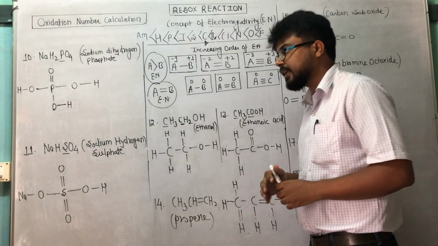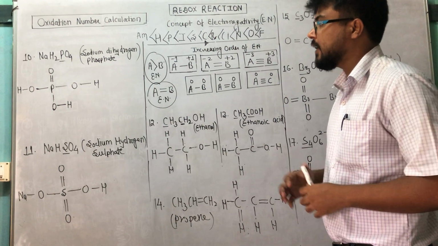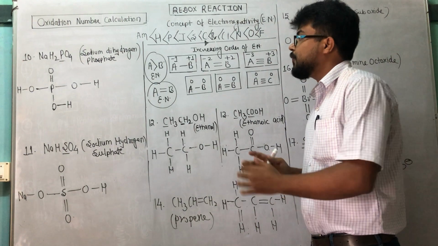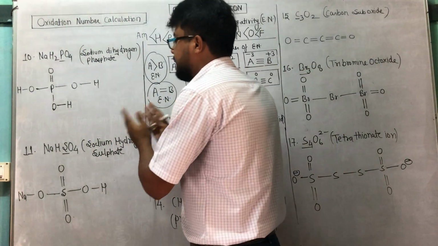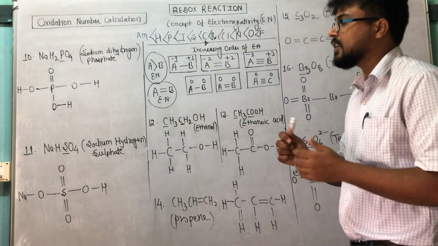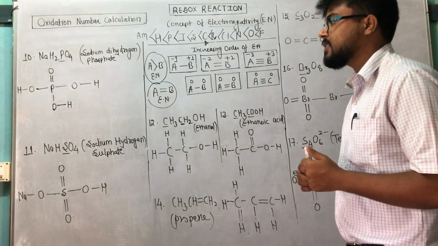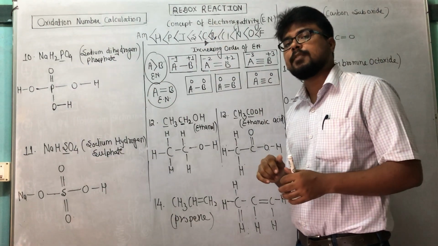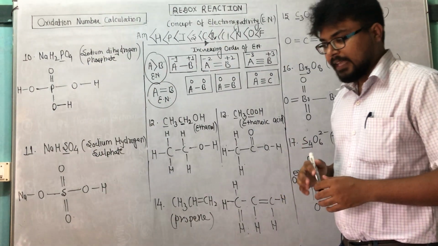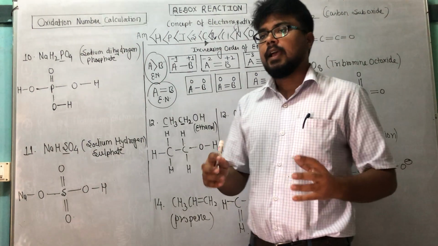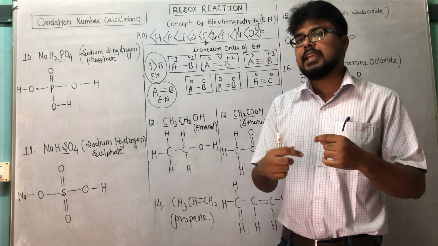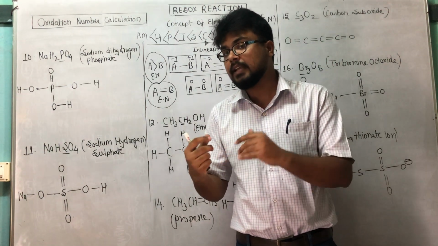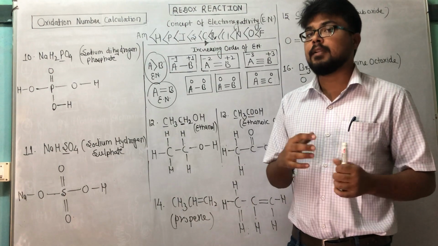So it is a little important and a little twisted as well, a little interesting also, correct? So for understanding the concept of structure and the ox number calculation, first I would like to focus on the concept of electronegativity, that is EN. Electronegativity means it is the electron pair attracting tendency of an element in a given covalent bond.